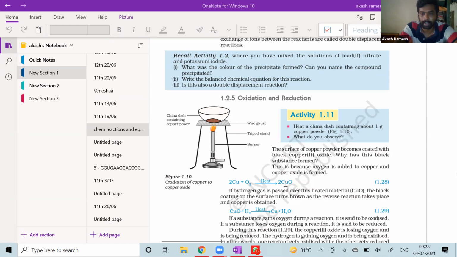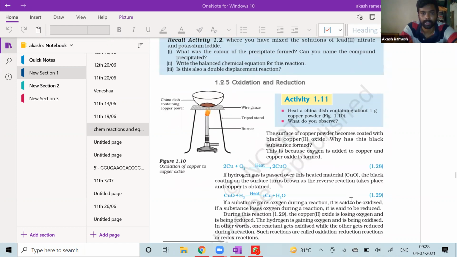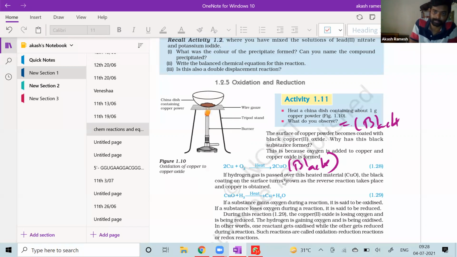Now this copper oxide which you form is black in color. Remember, the copper oxide you form is black in color. So what do you observe? You observe a black coating. That is what you will observe.